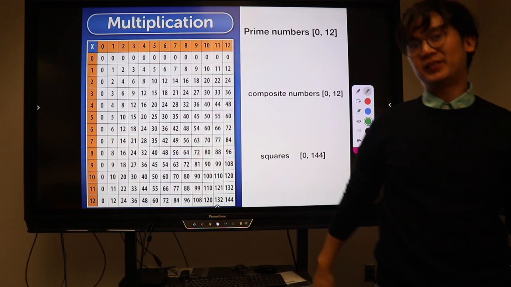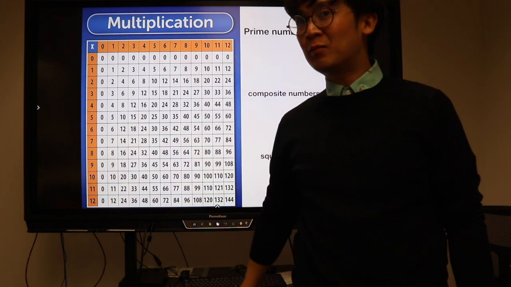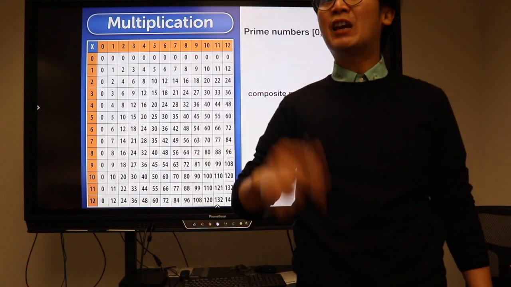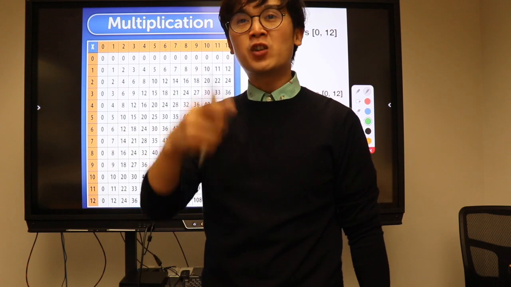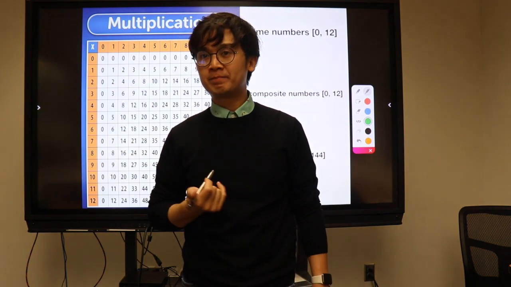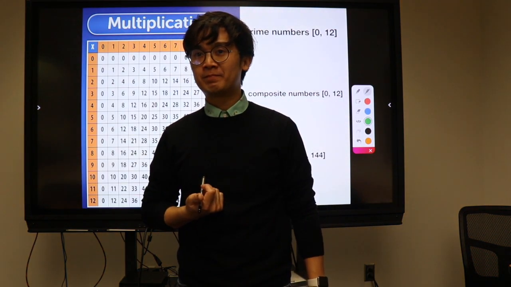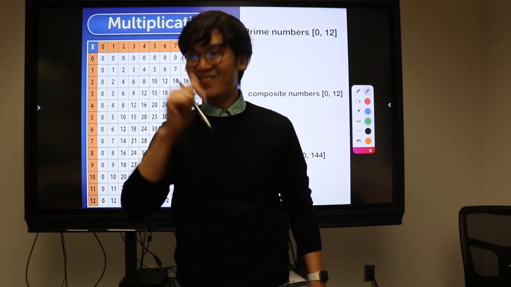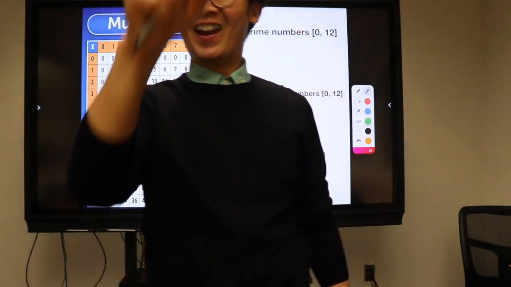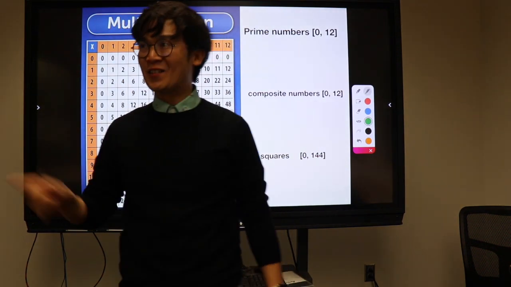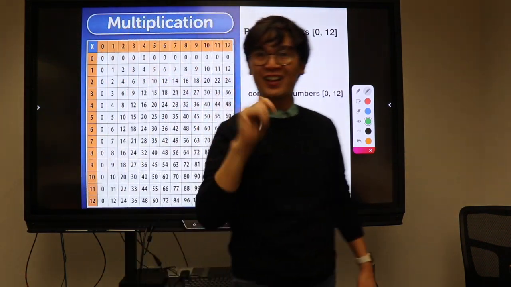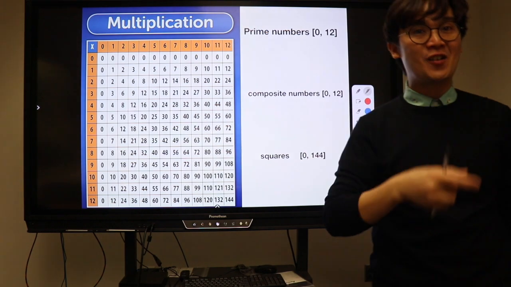So prime numbers. Do you still remember your prime numbers? Do you have an idea what prime numbers are? Any number divisible only by itself. So give me an example of a prime number. 11. 11 is a prime number. 3. 3 is a prime number. 7. 7 is a prime number. So we're starting off with a good definition of a prime number.